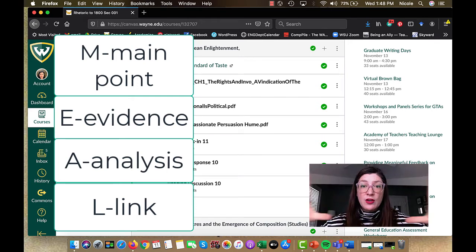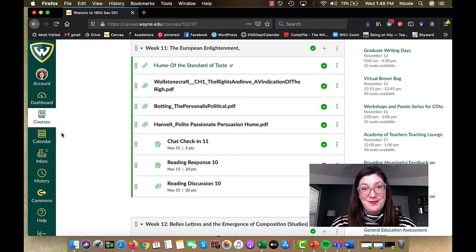So when you're doing your annotated bibliography, you want to make sure that you've got your full MLA style end text citation and a paragraph that goes over main point, evidence, analysis, and links it back to what you're going to say. And so if you haven't started that already, please start your annotated bibliographies this week.